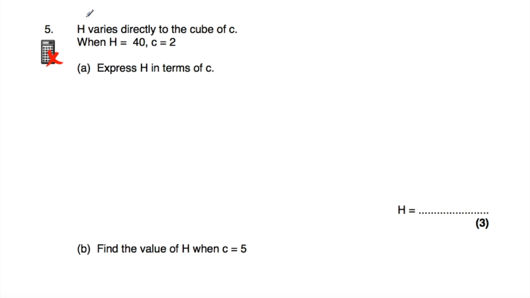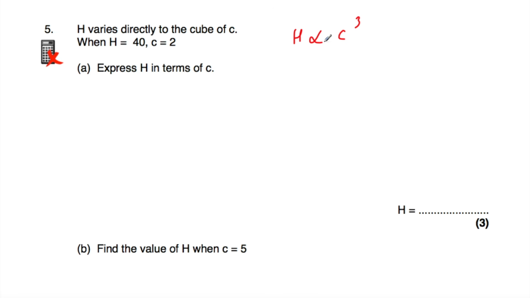So it says that h is directly proportional to the cube of c. It's just another way of writing it. So here we've got the h, it varies directly to the cube of c. So let's write that down. Varies directly, which means directly proportional to, so let's put the proportionality symbol down, and the cube of c, that's going to be c cubed. So that's great, we've got h is directly proportional to c cubed.